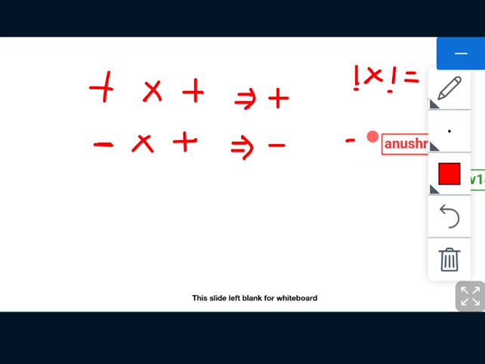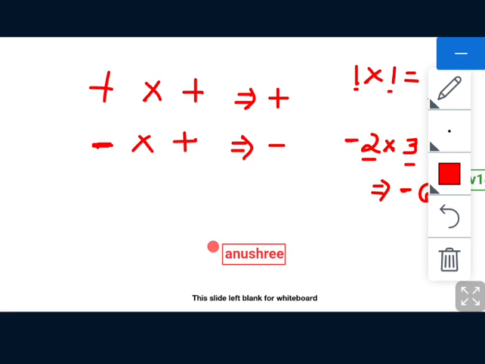Which means minus 2 multiplied by 3. Minus 2 is negative, 3 is positive. That means you are multiplying one negative, one positive. Answer is always negative, so it will be minus 6. Is that clear? And same as if in place of 2 is positive and 3 is negative, what will be the answer? Still minus 6. Yes, because 1 has to be negative.